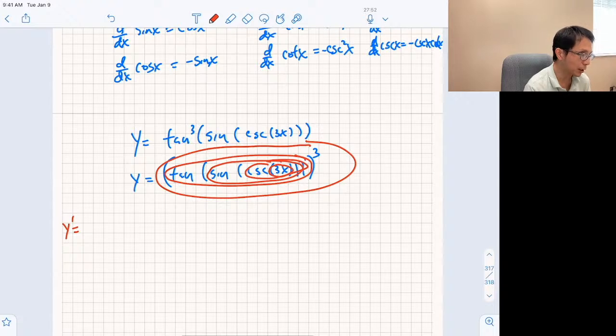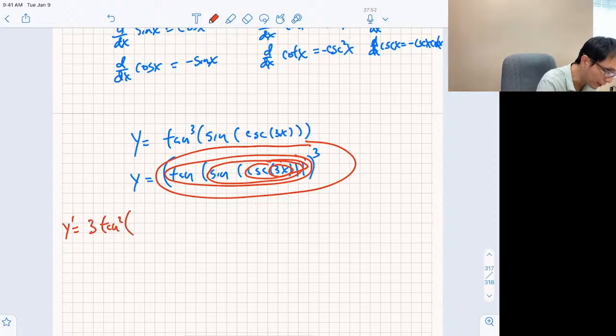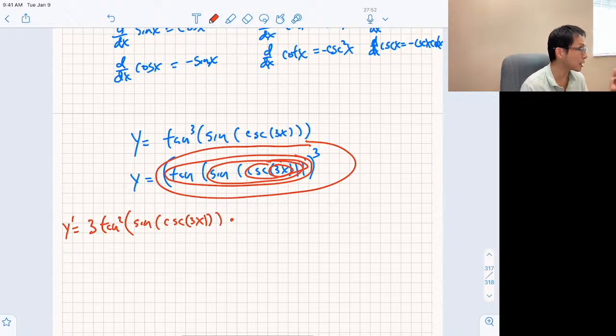I'm going to take a derivative of the x to the cube, which is 3x squared. In this case, it is 3 tangent squared. So 3 tangent squared, but the inside material is still exactly the same because we haven't touched it yet. Okay, so now we're going to times the next layer, which is tangent. What's the derivative of tangent? Secant squared, and the inside is still the same.